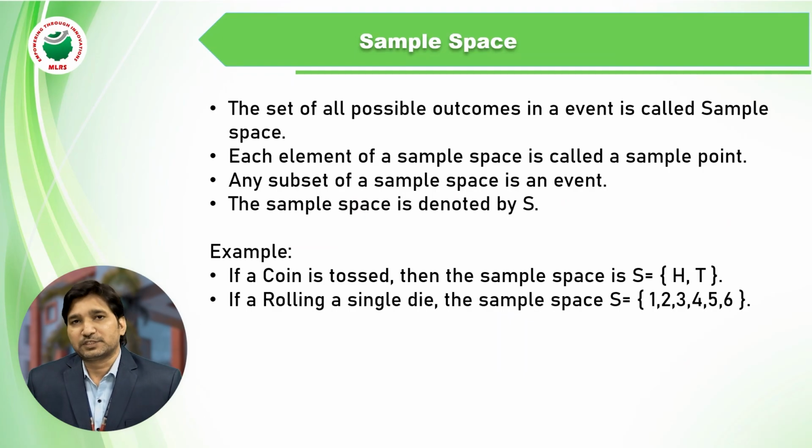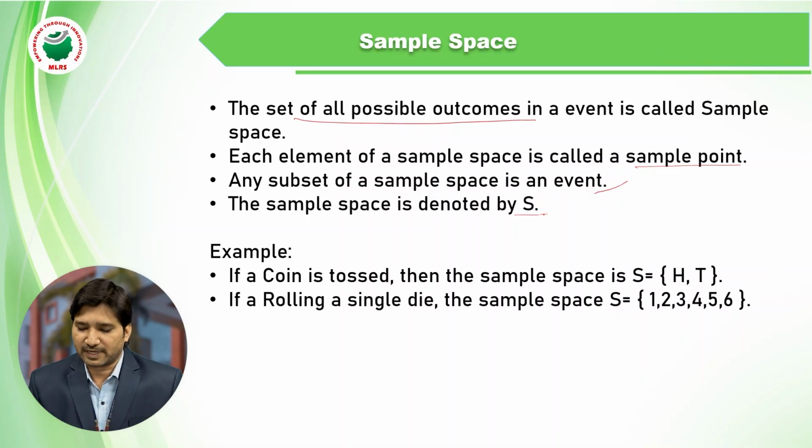And next is sample space. The set of all possible outcomes of an event is called a sample space. For example, if we toss a coin, you will get head and tail. Head and tail are the sample space. Each element of a sample space is called a sample point. Any subset of a sample space is an event.